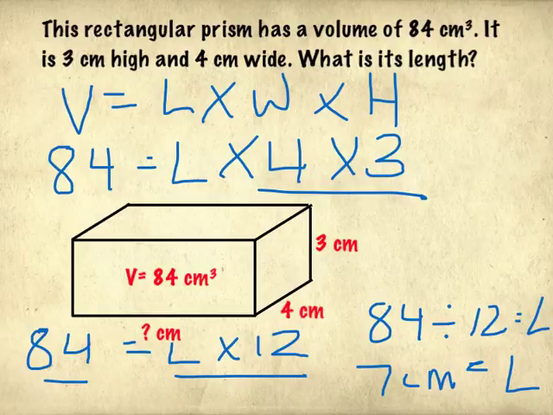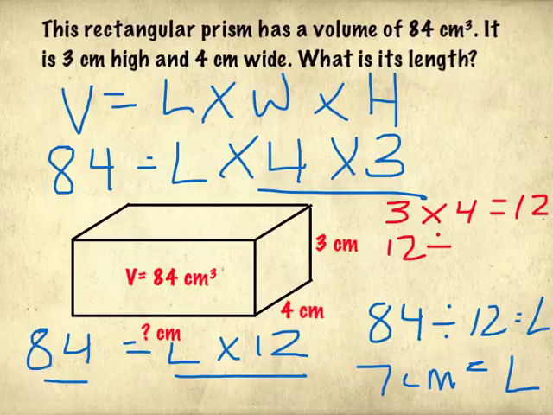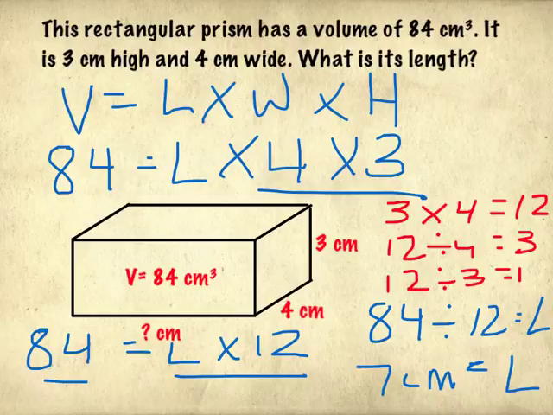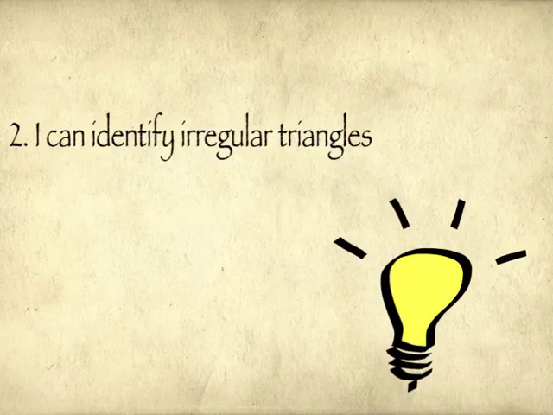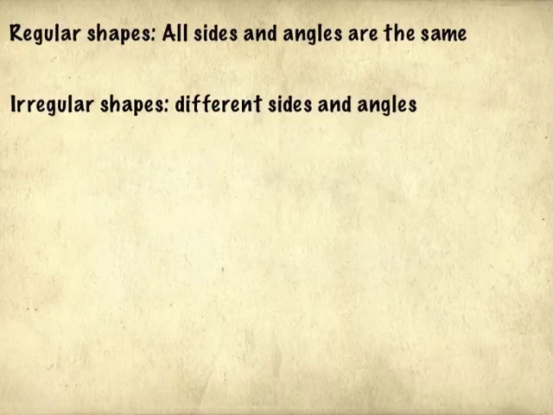It is absolutely essential that you understand fact families. So you must understand that if 3 times 4 equals 12, 12 divided by 4 equals 3, and 12 divided by 3 equals 4. And of course the other one there would be 4 times 3 equals 12. You do need to have an understanding of this. So if this is confusing to you in any way, you must talk to me about it, okay? In the meantime, we'll move on to identifying irregular triangles.